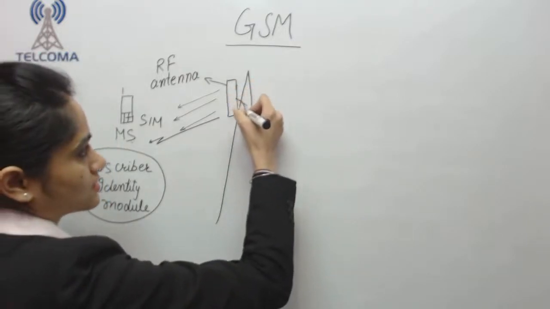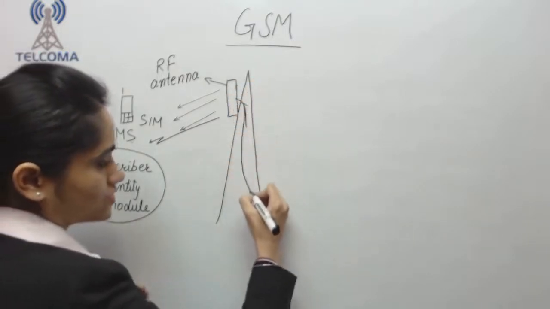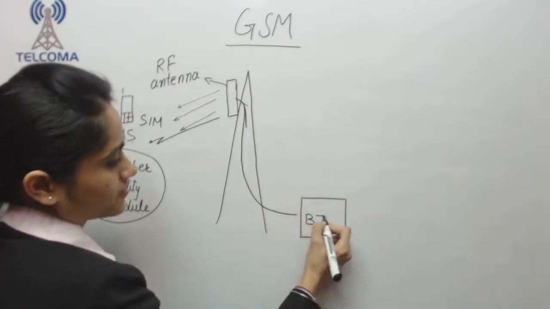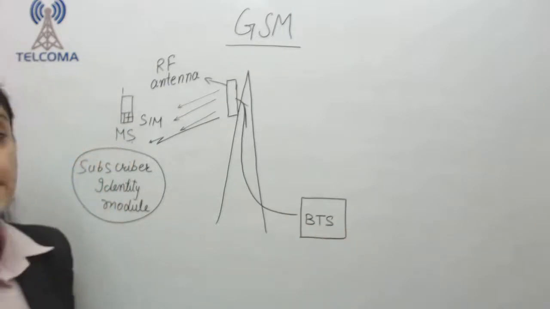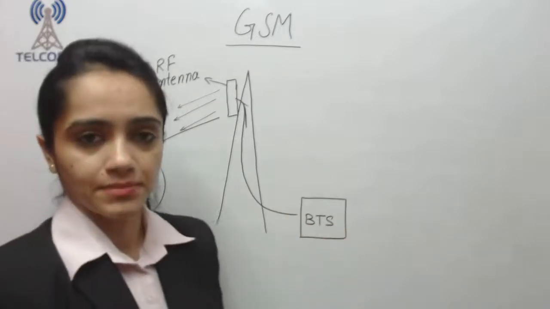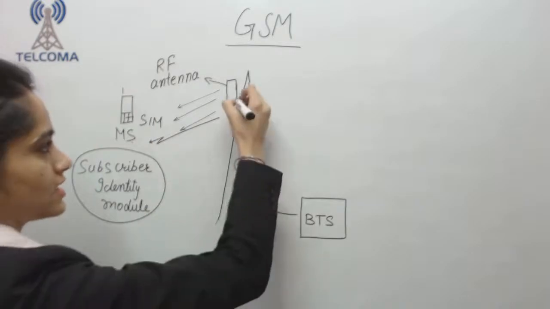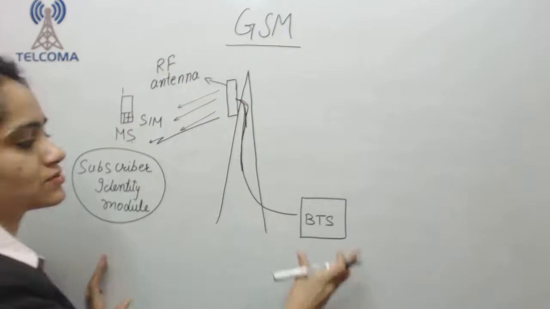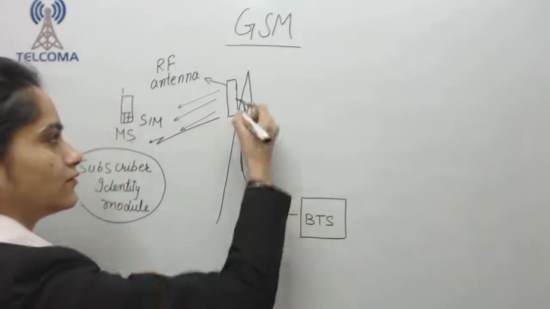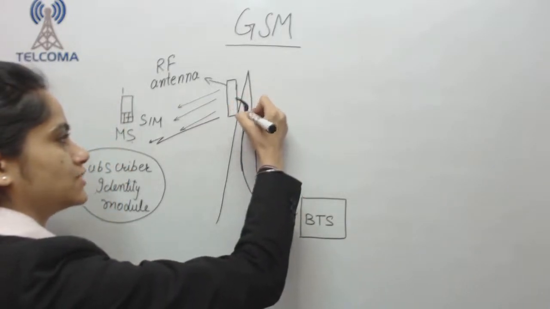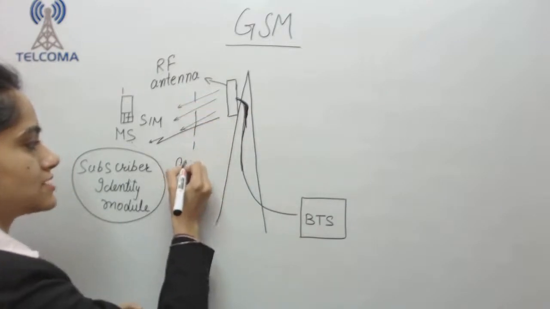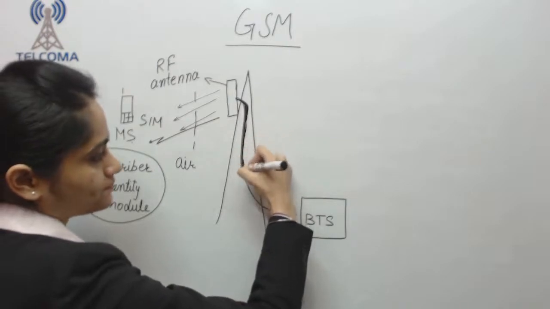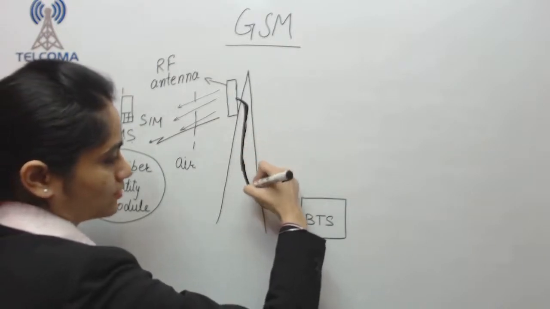This RF antenna is connected to a part which is called the BTS. As we had discussed, in the BSS part we have BTS and BSC. So this antenna is connected to the BTS. That means all signals from various mobile stations will be passed to the BTS. Now, what is this connection, that means what is this media? We know that this interface is an air interface. Now we talk about the media through which my antenna is connected to the BTS.